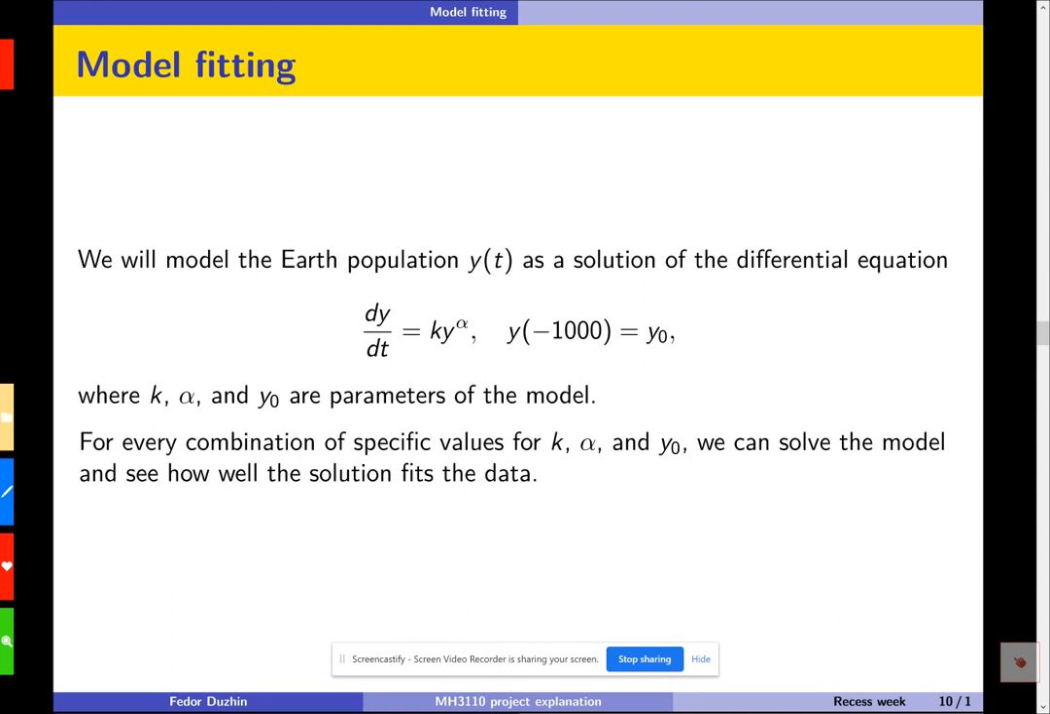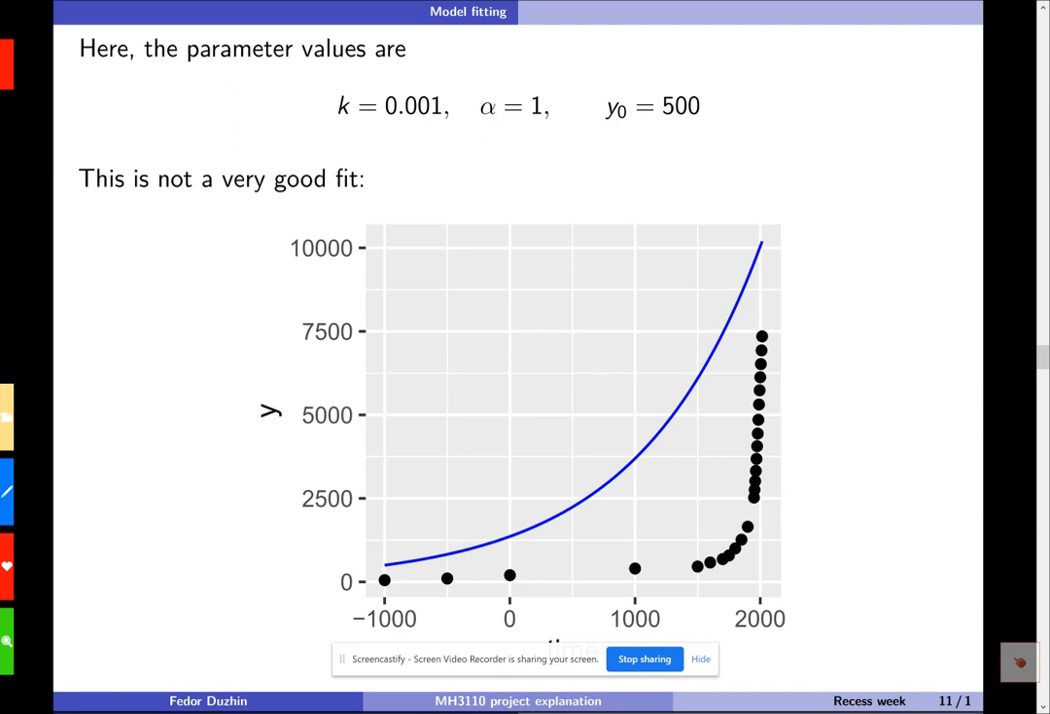Now, the point here is that for every combination of specific values for k, alpha, and y naught, we can solve it and see how well the solution fits the data. So here is an example. For the given values of k, alpha, and y naught, we can solve it and see, okay, this is not a very good fit.